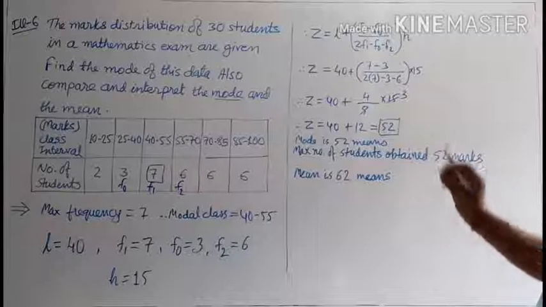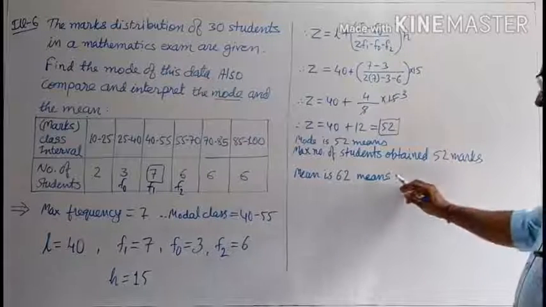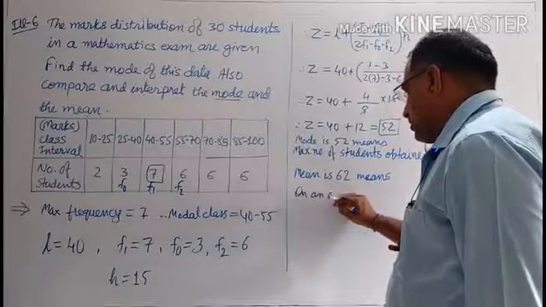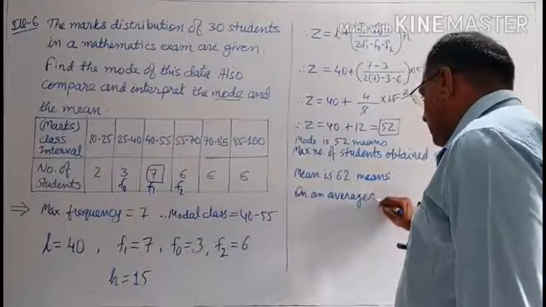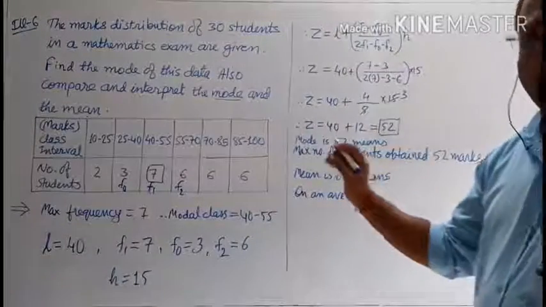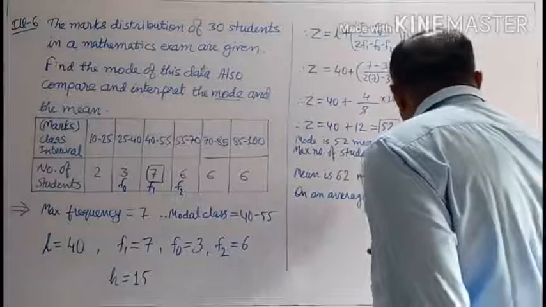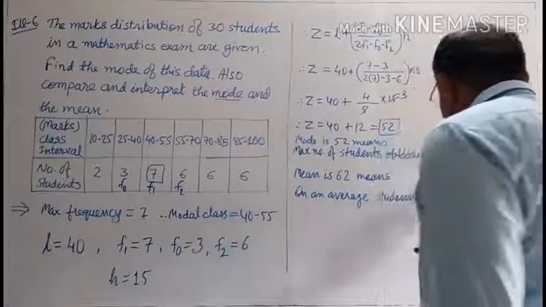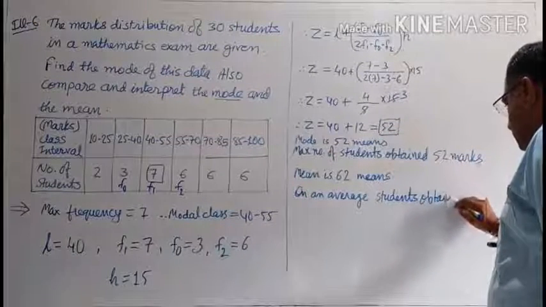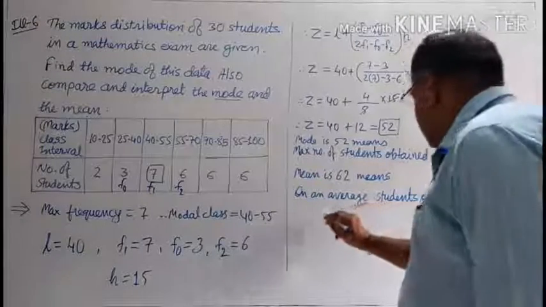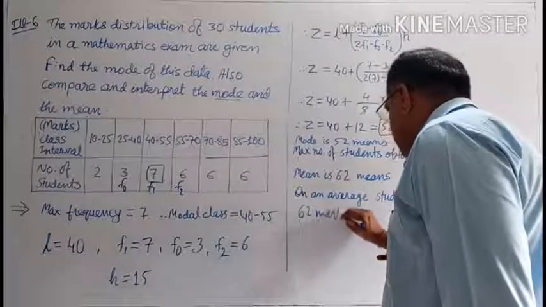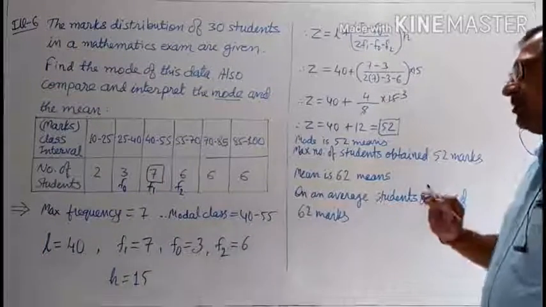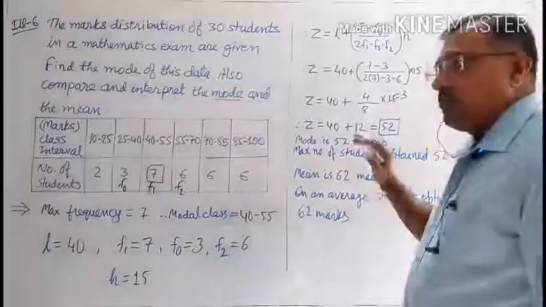Mean means, on an average, the marks obtained by the students. So on an average, students obtained how many marks here? 62 marks. On an average students obtained 62 marks. So this is the meaning of mean and mode.